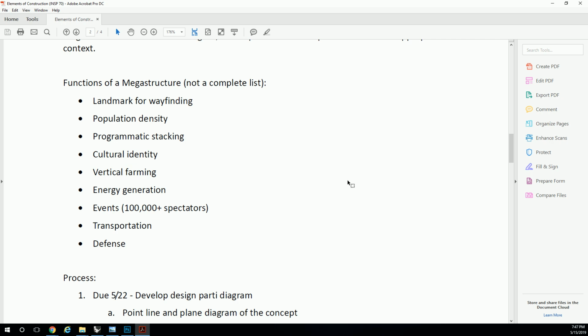There are also questions of population density, right? With these being megastructures, they have the capability of either housing or serving large populations at any given time. There's programmatic stacking, so you can look at the fact that any building that is so large can encompass a lot of different types of functions, not just one function, right? These super tall structures that you're seeing in major cities like New York, Dubai, Shanghai, they're all multiple programs. It's rare to find a super tall structure that has just offices, for instance.